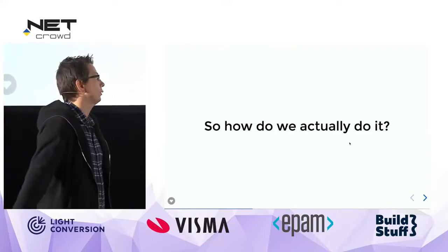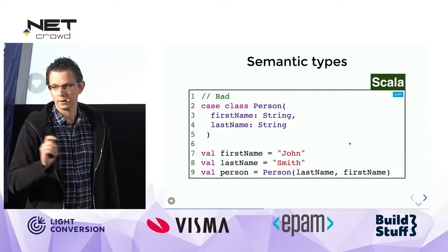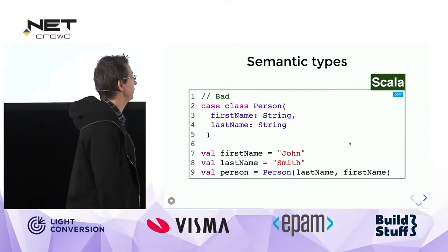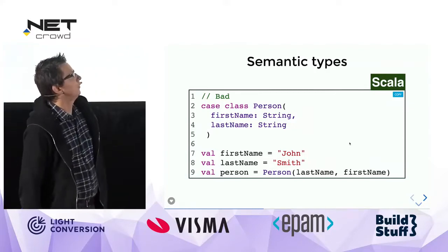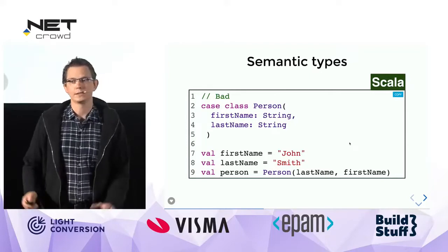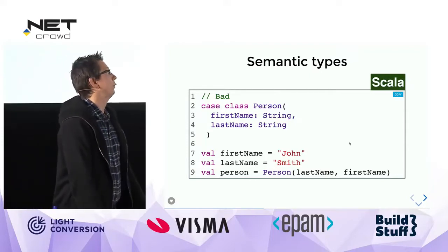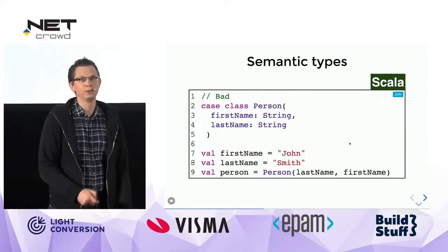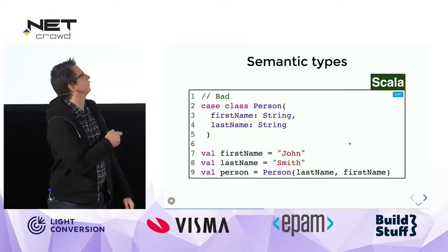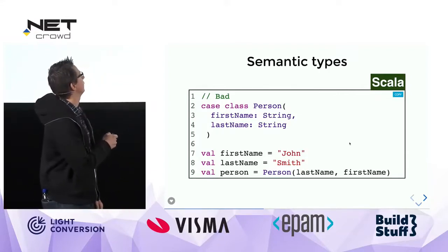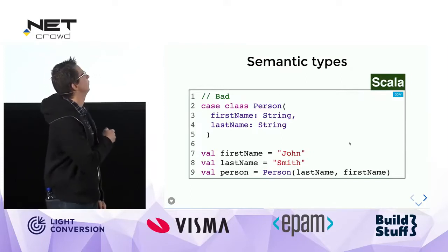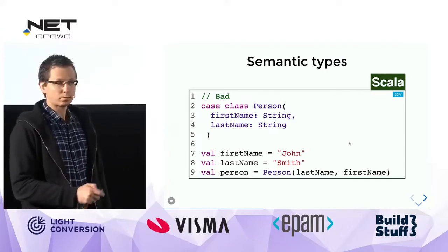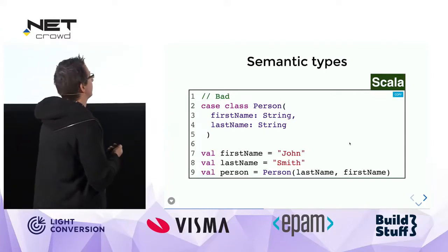So how do we actually do it? There's a couple of things. We're going to start with the semantic types. The examples will vary between Scala and C#, but it should be fairly understandable. The main difference is the type is on the right. The name of the variable is on the left. So yeah, the semantic types is this idea.